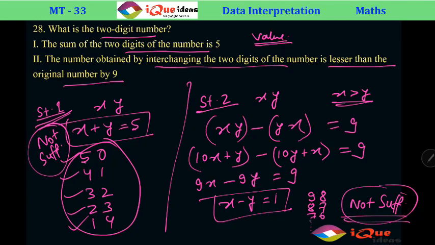So 76, 65, 54, 43, 32, 21, and 10. So even this statement is not sufficient to answer the question because there are multiple possibilities.